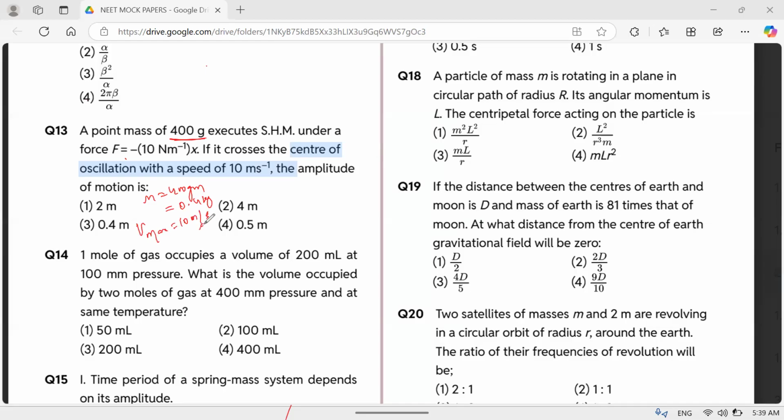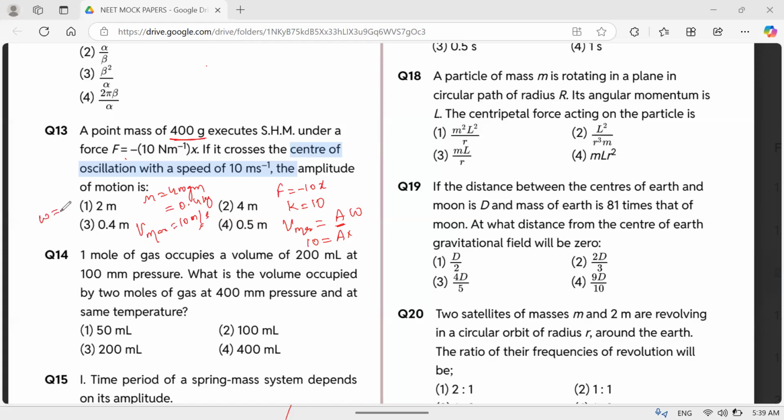And V max at the center will be equal to 10 meter per second. Force is given as minus 10 times x, so K value is equal to 10. He's asking us to calculate amplitude. So V max is equal to A into omega. We need to calculate the value of A. A max we already got 10. A we need to calculate. What is the value of omega?